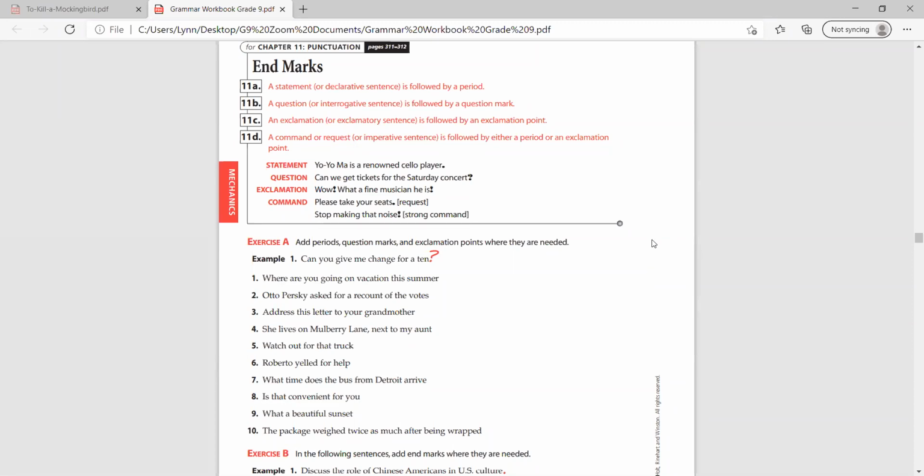All right, let's do review A. We need to add periods, question marks, or exclamation points where they are needed in the following sentences. Yusuf Afila, will you take the first 3, please? Okay, Miss.